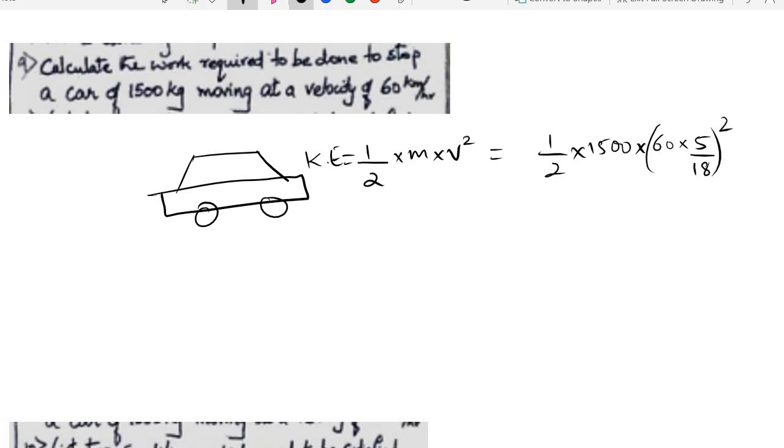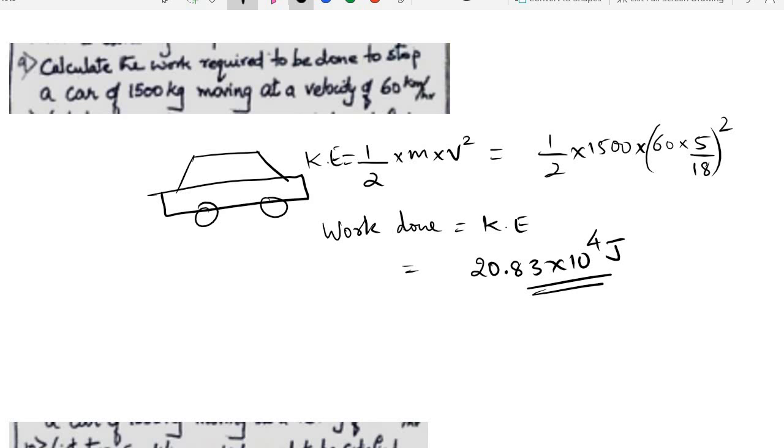If you need to stop it, so much work has to be done, and that has to be equal to the kinetic energy. So basically the work done would be equal to the kinetic energy. If we do the calculation further, the final answer would be 20.83 into 10 to the power 4 joules.